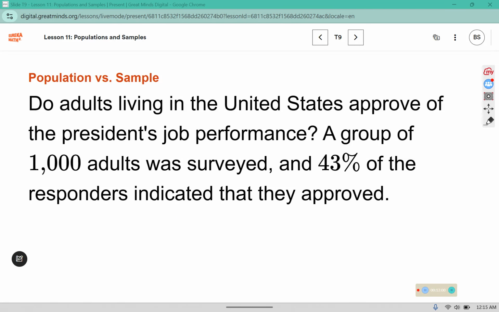For these next few problems, we'll do a whiteboard exchange in class. We're just going to go through each of these and determine whether it's a population characteristic or a sample statistic. The first one says, do adults living in the United States approve of the president's job performance? A group of 1,000 adults was surveyed, and 43% of the responders indicated that they approved. Since it's only 1,000 adults out of the entire U.S., this is a sample statistic.